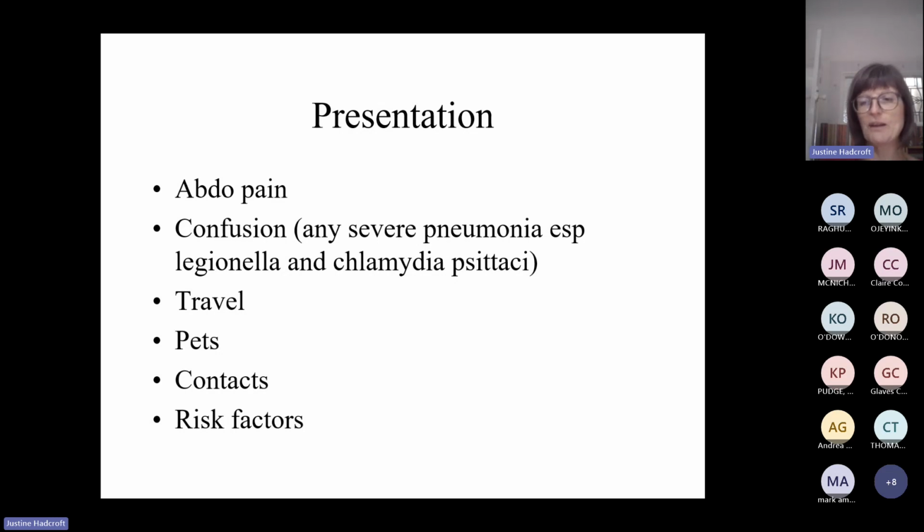Pets are useful to ask about, particularly birds. If people have got birds, it's worth asking if the bird is well or sick. If the bird is sick, the bird might have passed on their Chlamydia psittaci to the human, and the human might have Chlamydia psittaci pneumonia. Worth asking about contacts, anybody else around and about unwell.